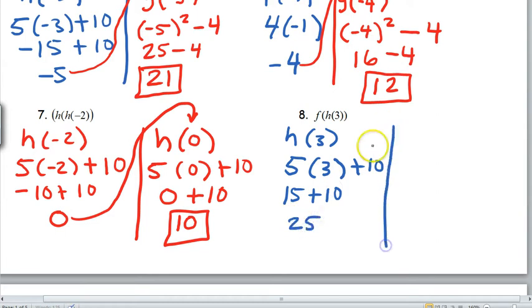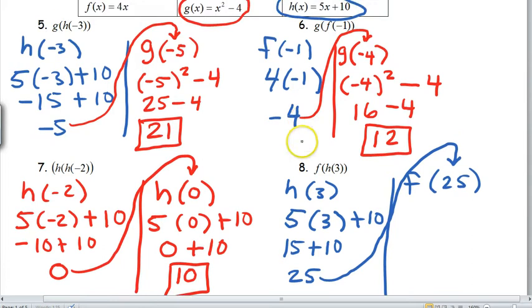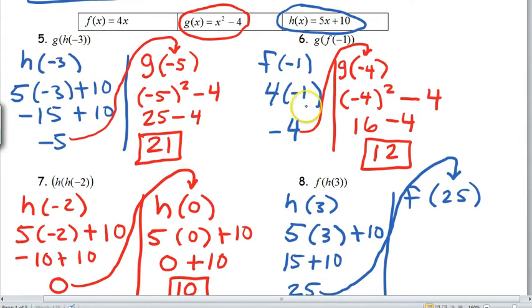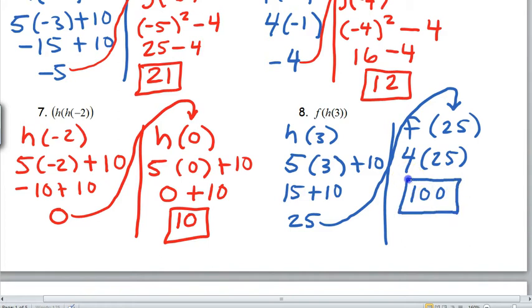Then I do f at 25, because I'm taking this and putting it in there. What was function f again? 4x. Okay, so this becomes 4 times 25, which is 100.